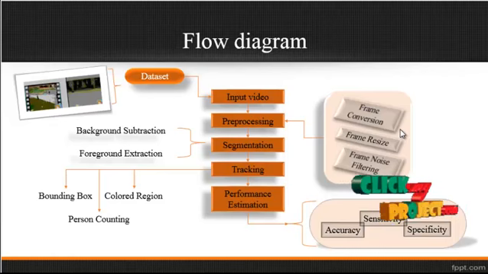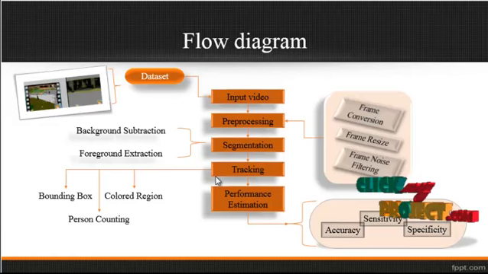After frame conversion, the frame resize is carried out. Frame resize is nothing but frame scaling, scaling the image to a given aspect ratio or pixel length. After the resize, frame noise filtering is done to remove the noise present in each and every frame. After the noise filtering, segmentation is carried out. In segmentation, we have two kinds. First is background subtraction, second is foreground extraction. Background subtraction eliminates the background present in each frame, and foreground extraction extracts the moving objects present in the video scenes.